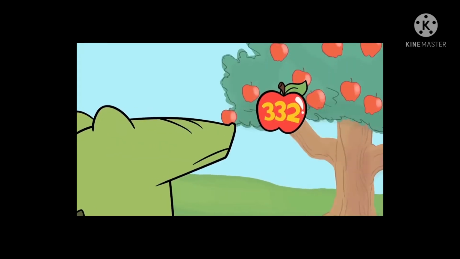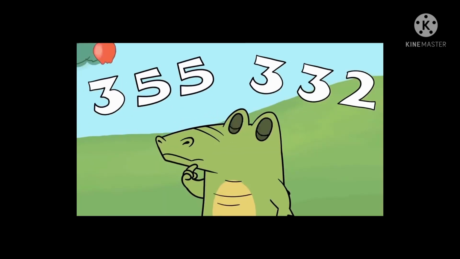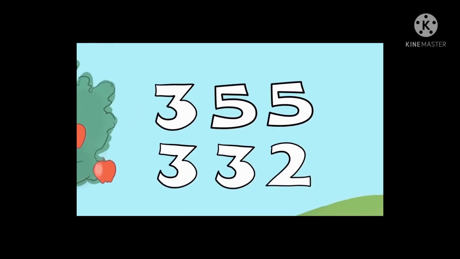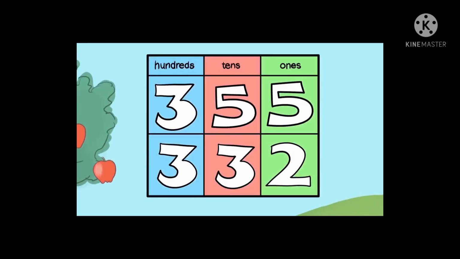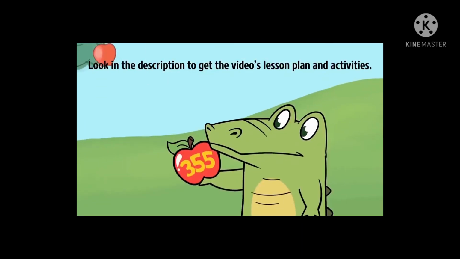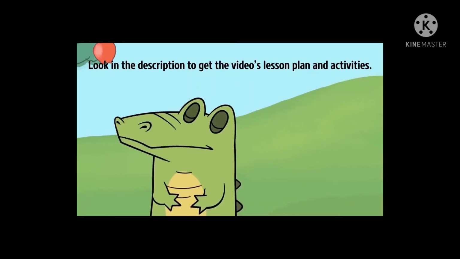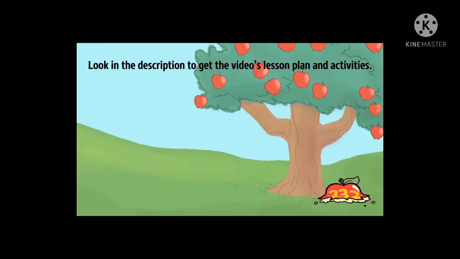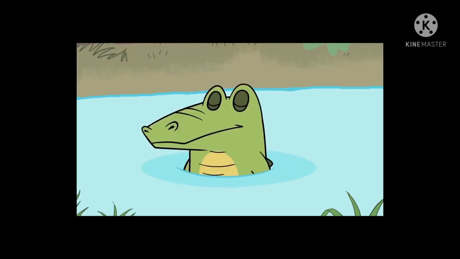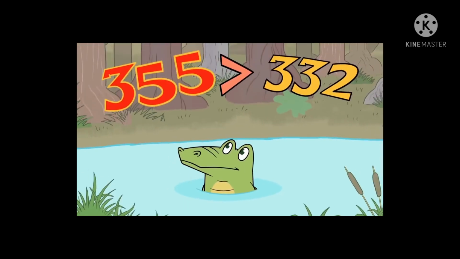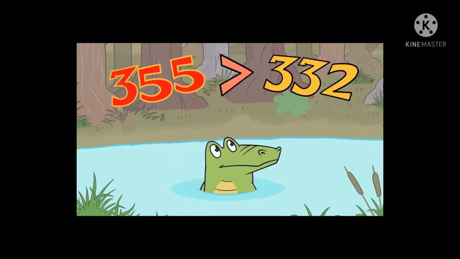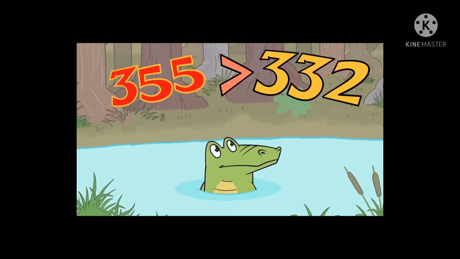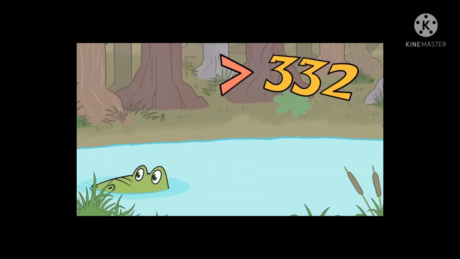355 and 332. The gator needs to eat the one with the greater value. He looks at the place values from left to right. 5's the greatest tens place, so he takes a big bite. The hungry alligator eats the number that is greater. The number that is least is never part of his feast.